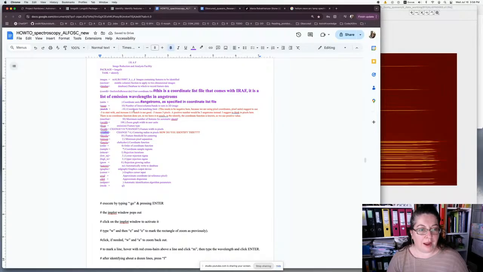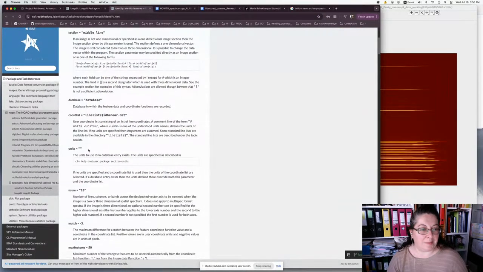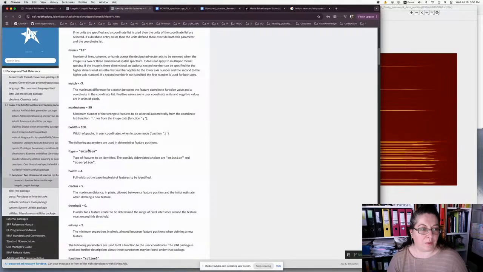So the match is the coordinate list matching limit, and it is explained a little bit more in the documentation. The maximum difference for a match between the feature coordinate function value and a coordinate in a coordinate list. IRAF comes with the helium neon arc coordinate list, meaning that it's a list of emission lines.